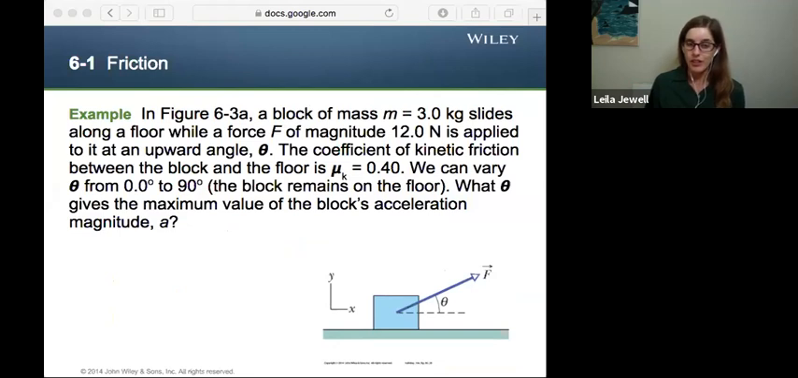We can vary theta from 0 to 90 degrees. The block remains on the floor. What theta gives the maximum value of the block's acceleration magnitude, a? Right, this is a fairly long one, so rather than trying to get all my work in on the whiteboard, we're going to try sharing instead my work already written out.